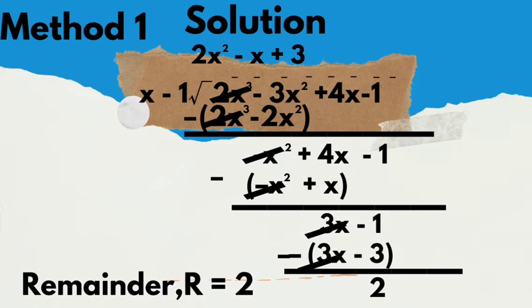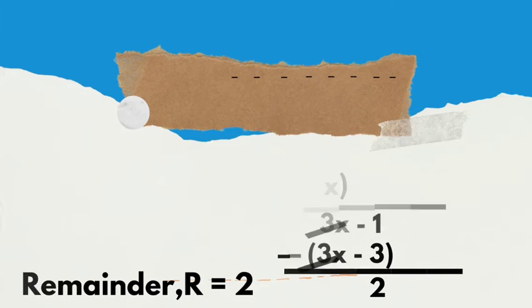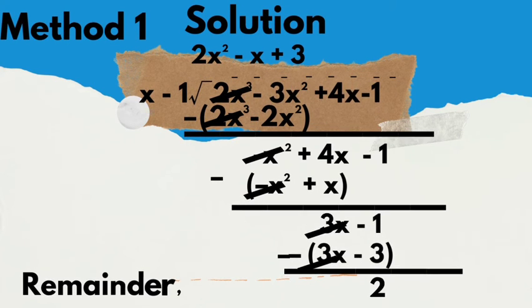Now we can identify our quotient, the divisor, the dividend or the polynomial, and the remainder. Now, x minus 1 is dividing 2x raised to power 3 minus 3x raised to power 2 plus 4x minus 1. Now, x into x raised to power 3, that gives us 2x raised to power 2. 2x raised to power 2 in the quotient is now going to multiply all the terms in the divisor, and that is x minus 1.